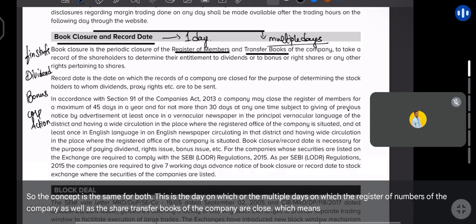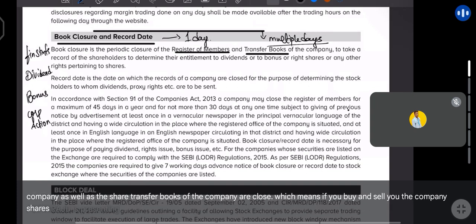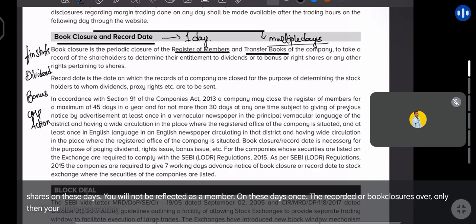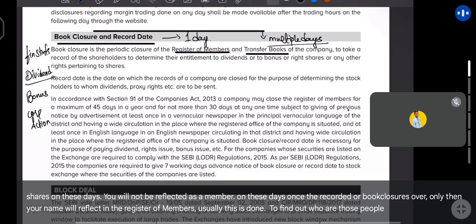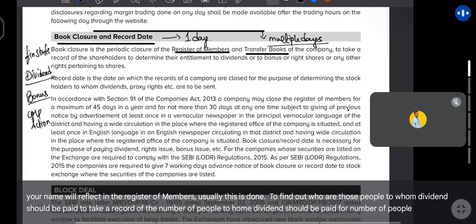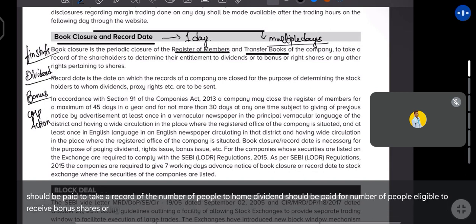Which means if you buy and sell the company shares on these days, you will not be reflected as a member on these days. Once the record date or book closure is over, only then your name will reflect in the register of members. Usually this is done to find out who are those people to whom dividend should be paid, or number of people eligible to receive bonus shares, or number of people to whom financial statements copies should be sent.